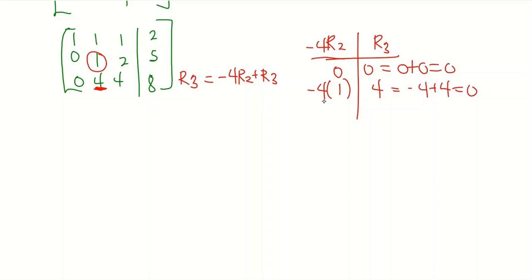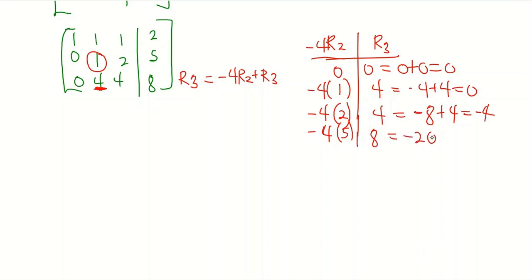And we continue for the rest of the other values. So -4 multiplied by 2, and in row 3 we have 4. And so we are getting -8 plus 4, and that gives us an answer of -4. And so we continue, and we have -4 multiplied by the next element, that is 5, and we have 8 as row 3, and so at the end we're getting minus 20 plus 8, and that will give us minus 12. And so our new set of row 3 values are 0, 0, 4, negative 4, negative 12.